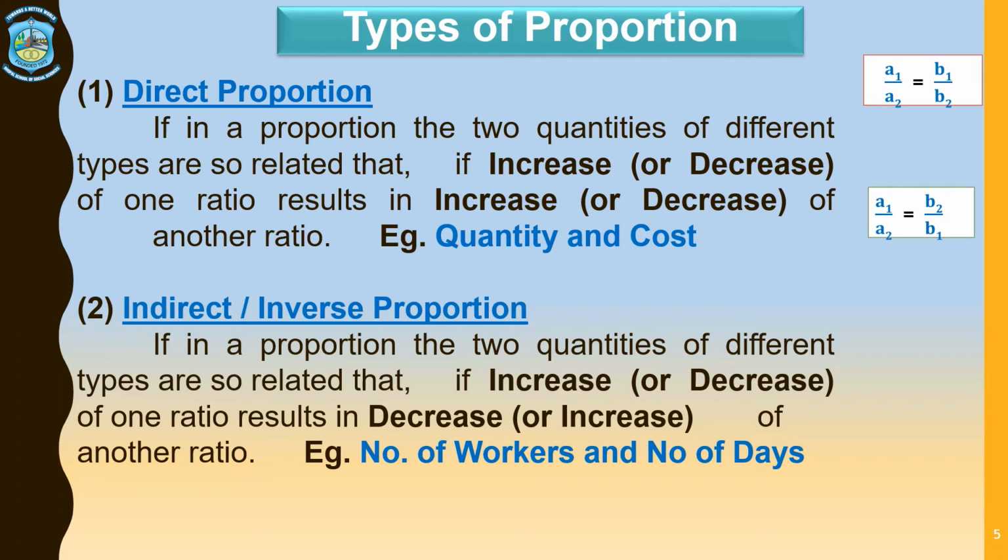Or take an example, we have quantities like number of workers and number of days. If we employ more people, we require less number of days to complete a work. That means if I increase one quantity, there is a decrease in the other. It's the other way around also. If you work for more number of days, you require less number of people. That means if I increase one quantity, my other quantity is decreasing. This type of inverse relationship is called indirect or inverse proportion.